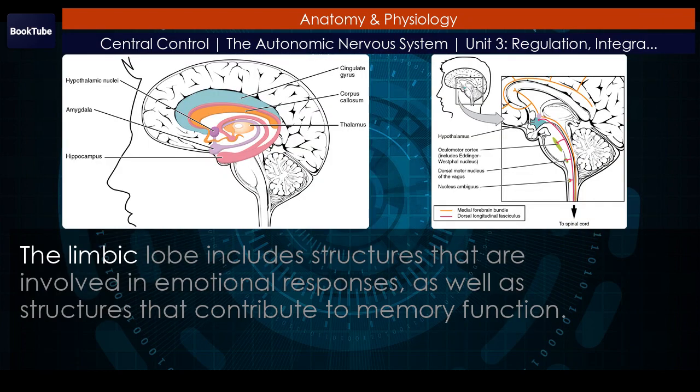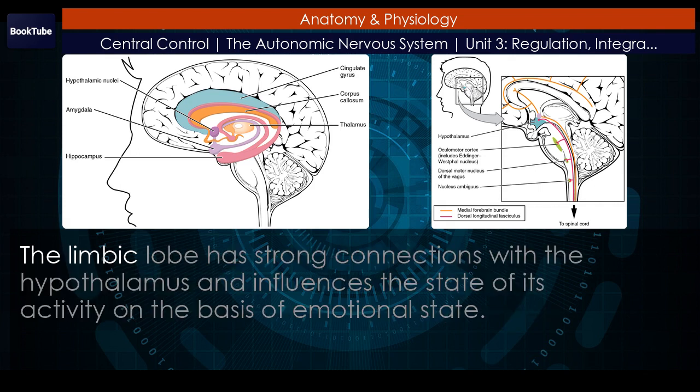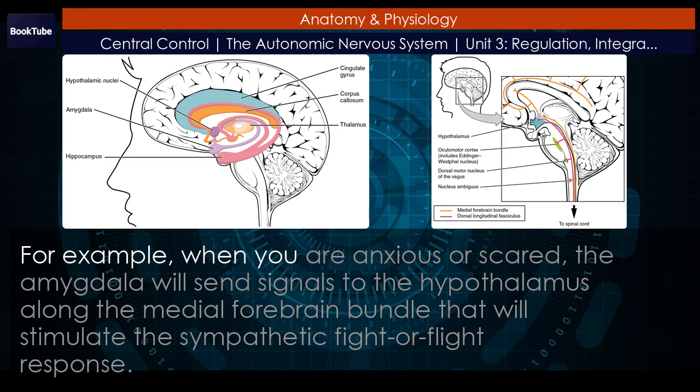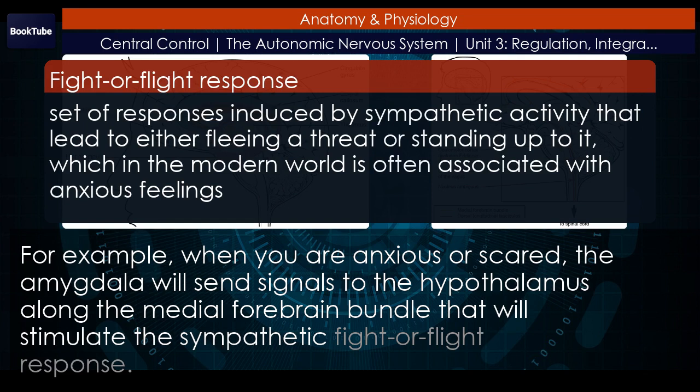The limbic lobe includes structures that are involved in emotional responses, as well as structures that contribute to memory function. The limbic lobe has strong connections with the hypothalamus and influences the state of its activity on the basis of emotional state. For example, when you are anxious or scared, the amygdala will send signals to the hypothalamus along the medial forebrain bundle that will stimulate the sympathetic fight or flight response.